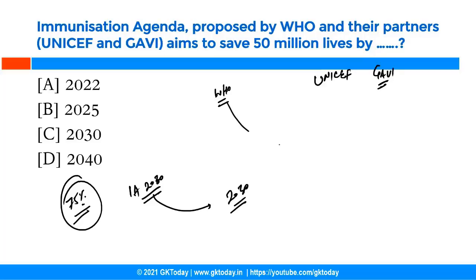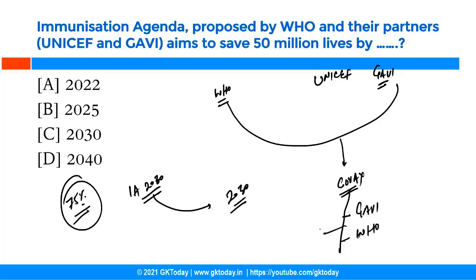Now, in the context of WHO and Gavi, there is one more alliance. It is COVAX. So it is an alliance formed by these institutions to provide vaccines for coronavirus. So it is a COVID-19 vaccine global access. It is a global initiative to provide equitable access to the COVID-19 vaccines. So three major partners of COVAX are Gavi, WHO and CEPI.